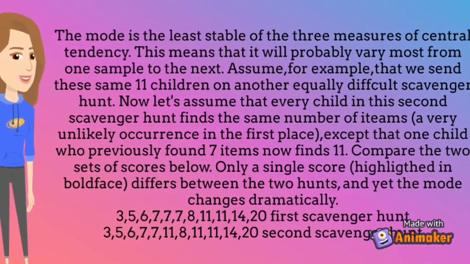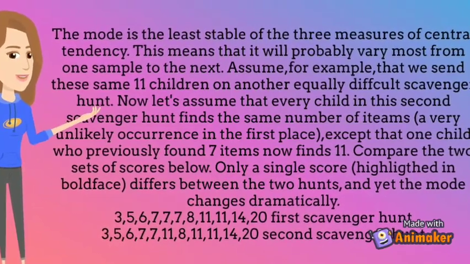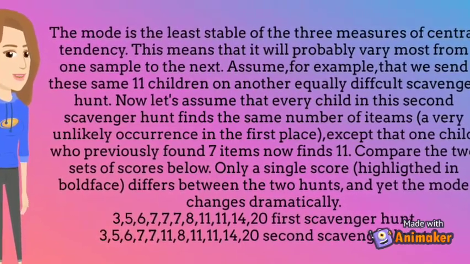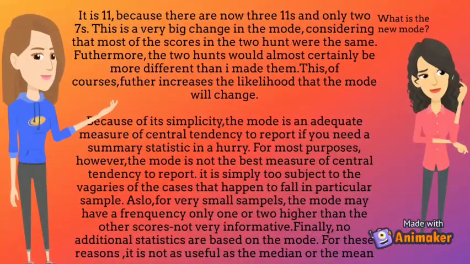Assume, for example, that we send these same 11 children on another equally difficult scavenger hunt. What is the new mode? It is 11, because there are now three 11s and only two 7s. This is a very big change in the mode, considering that most of the scores in the two hunts were the same. Furthermore, the two hunts would almost certainly be more different than I made them. This, of course, further increases the likelihood that the mode will change.